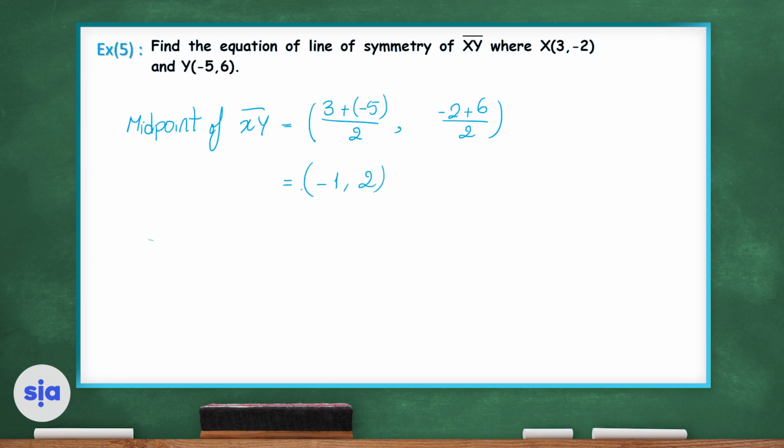As I just told you, the equation of the line of symmetry is a vertical line that passes by this value of x. So the equation of the line of symmetry is x equals -1.